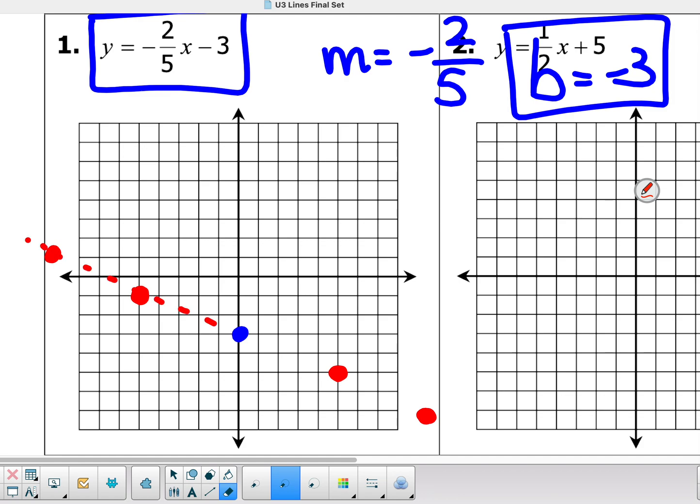Just a little review of how to graph a line, how to plot points and graph a line when the line is presented in slope-intercept form.